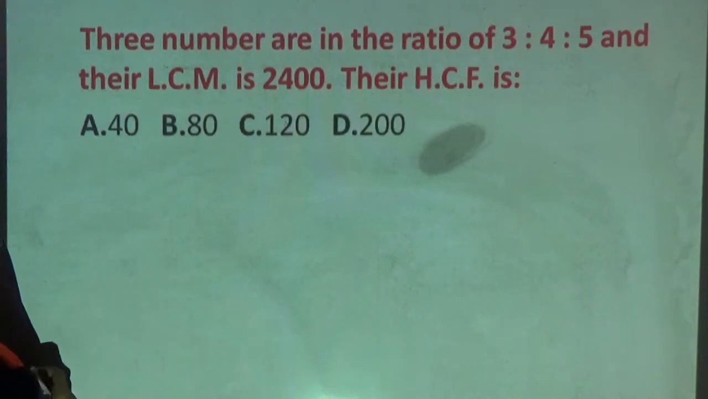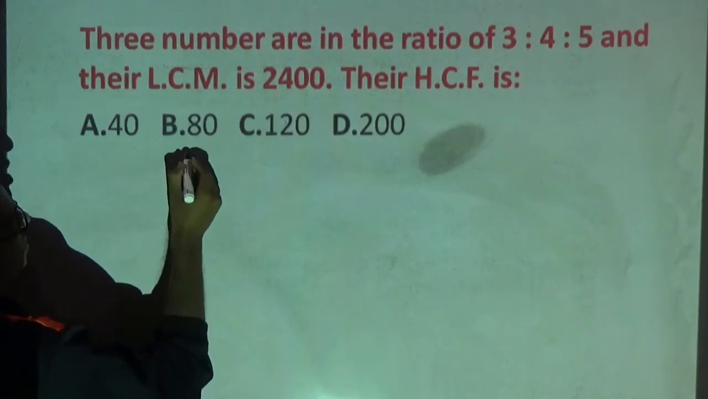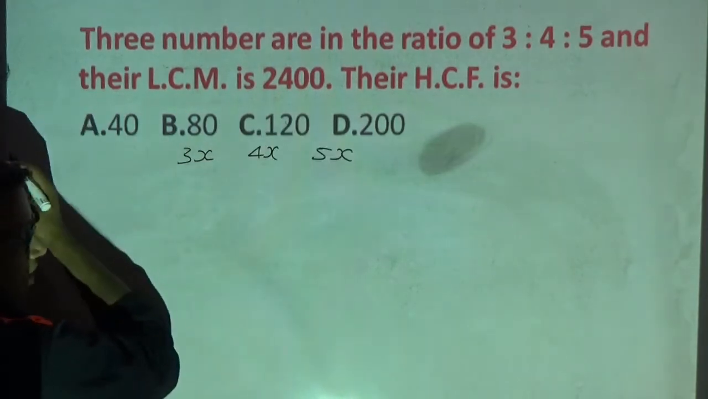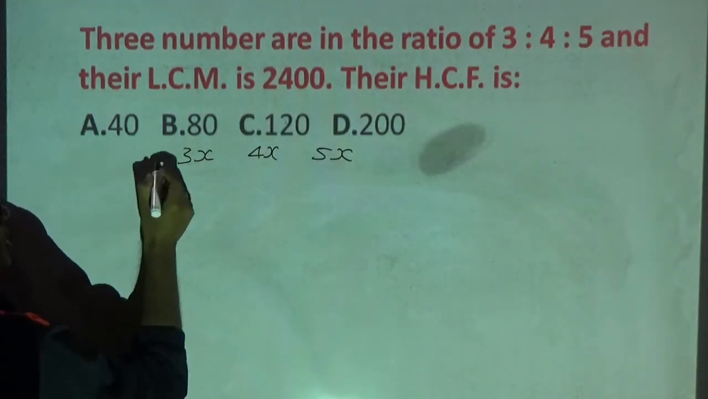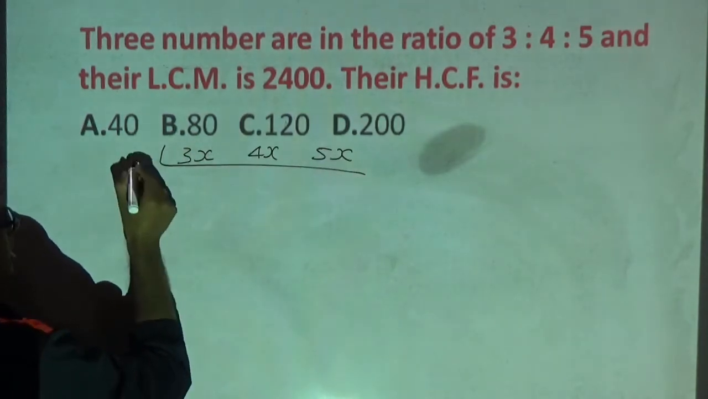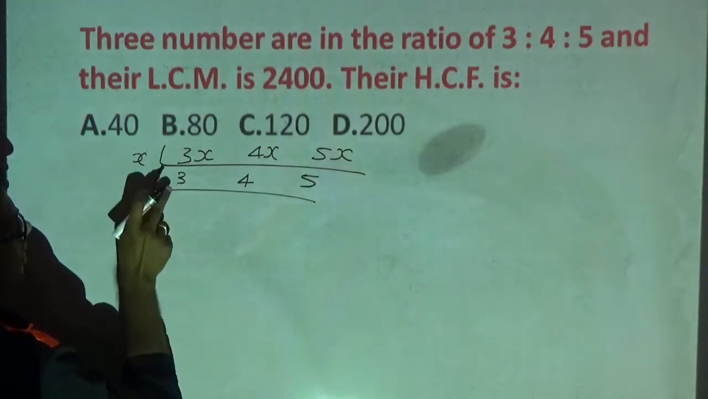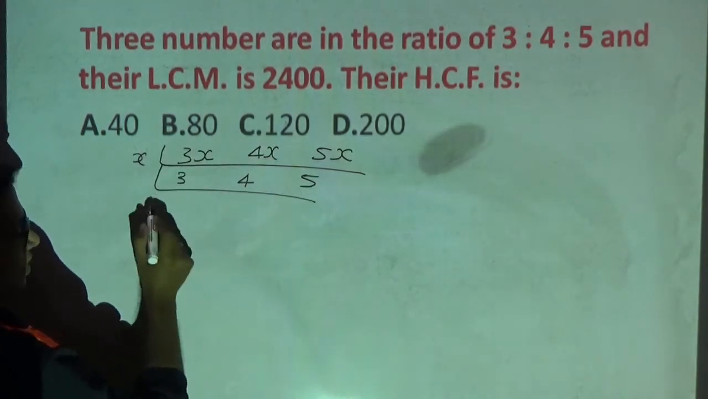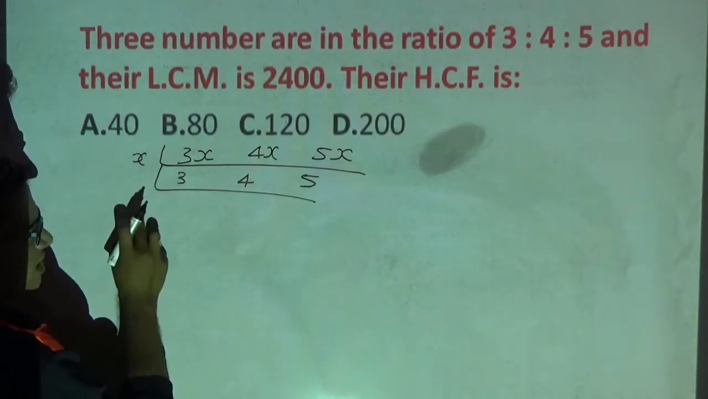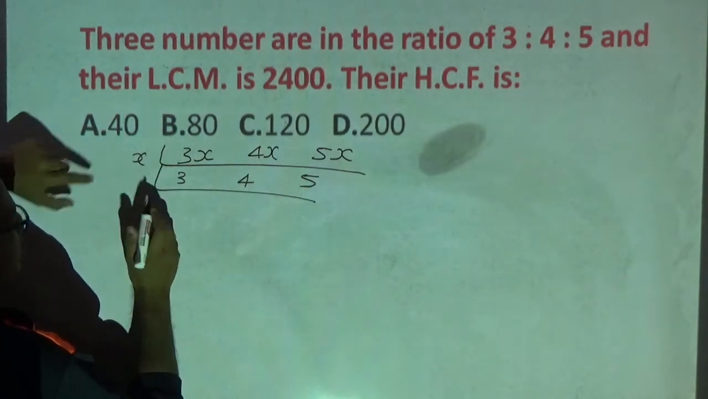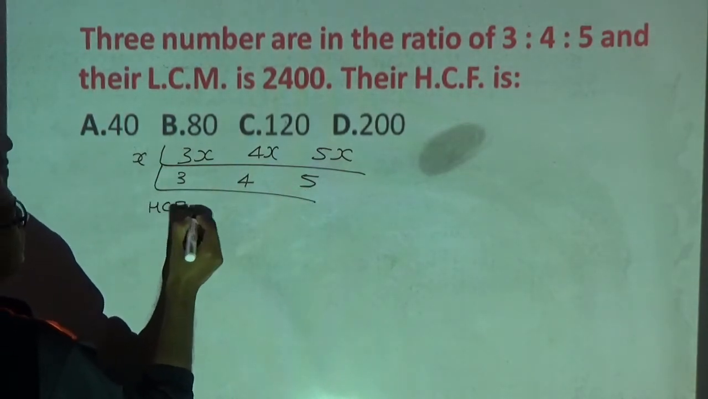Three numbers are in the ratio 3:4:5. Their LCM they have given is 2400. I need to find the HCF. See, the 3 numbers are 3x, 4x and 5x. Now, from which number can I divide all of this? From x I am going to divide. Okay, x 3 times, x 4 times, x 5 times. See, 3x, 4x, 5x. Further, is there any common number from which I can divide all of this? No. There is no common number to divide all these 3 numbers again.